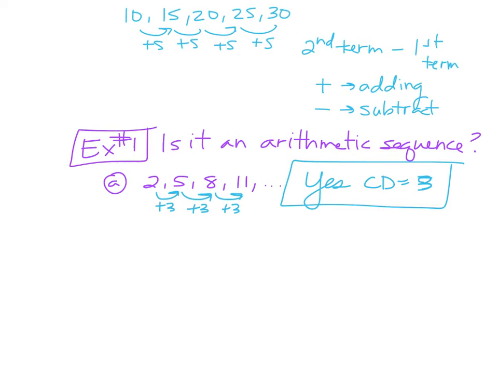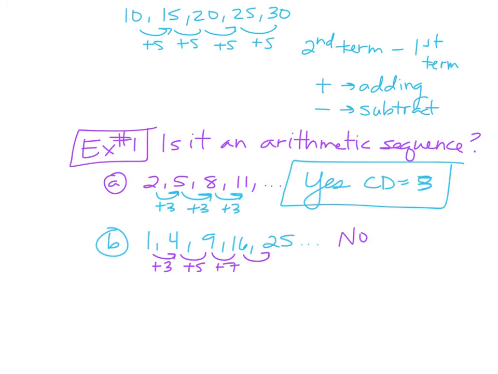Okay. How about this one? 1, 4, 9, 16, 25. Common difference? Sorry, arithmetic. Is that arithmetic? No. If you look, arithmetic sequences have to be adding the same thing. That's plus 3, that's plus 5, that's plus 7. That is not the same thing. You're actually multiplying here. Do you recognize those numbers? You should. Perfect squares, right.